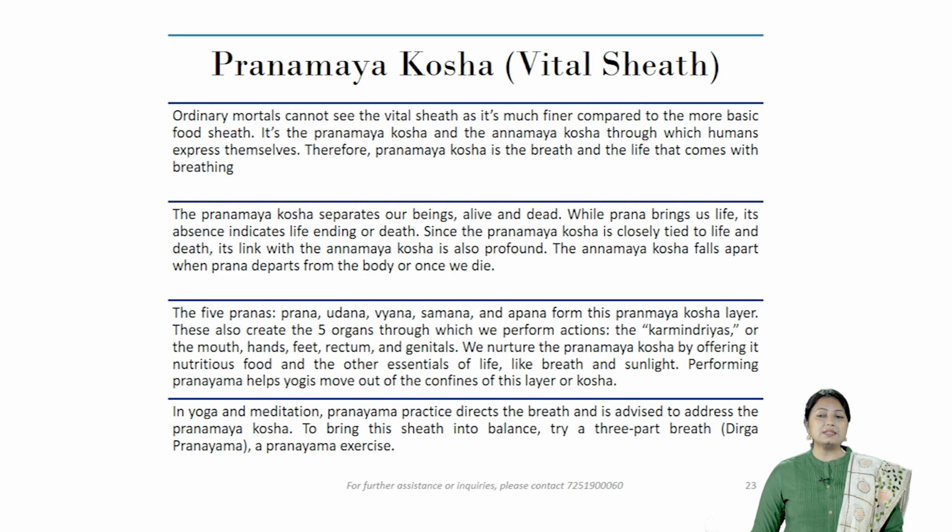Since the Pranamaya kosh is closely tied to life and death, its link with the Annamaya kosh is also profound. The Annamaya kosh falls apart when prana departs from the body or once we die. The 5 pranas, pran, udan, vyan, saman, and apan, form this Pranamaya kosh or the layer of vitality. These also create 5 organs through which we perform action, the karmendriyas, or the mouth, hands, feet, rectum, and genitals. We nurture the Pranamaya kosh by offering it nutritious food and the other essentials of life, like breath and sunlight. Performing pranayam helps yogis move out of the confines of this layer or kosha.